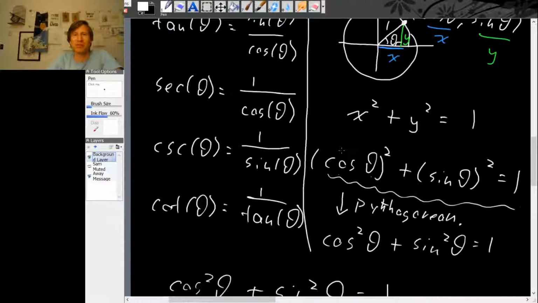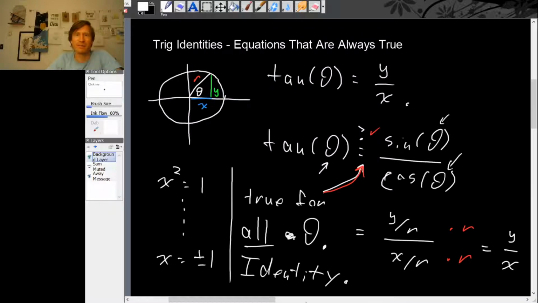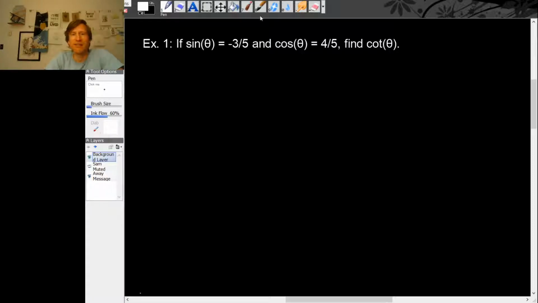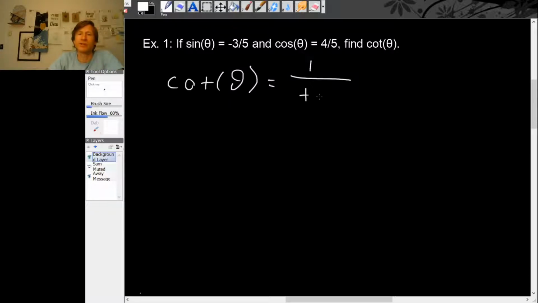All right, so let's look at an example of how we can use these identities. First example, let's suppose that sine of theta is negative 3 over 5 and cosine of theta is 4 over 5. Let's find cotangent of theta. Well, we could draw a most important diagram with this sine and cosine, but let's use identities instead. So cotangent, you might not remember immediately how it's related to sine and cosine, but hopefully you remember that it's 1 over tangent.